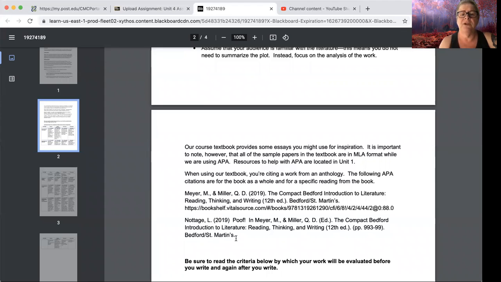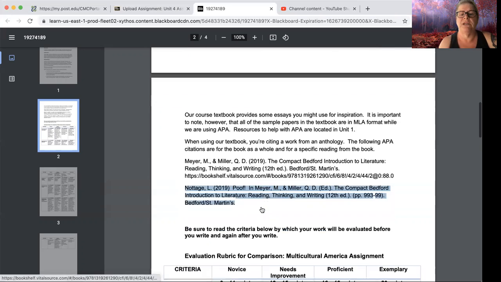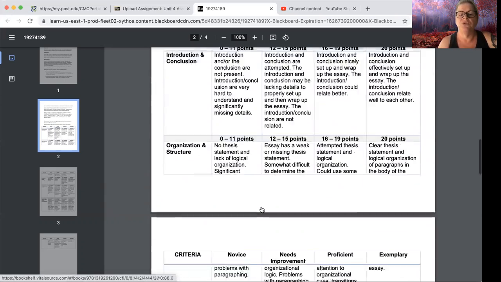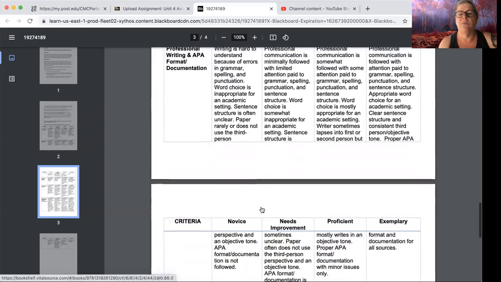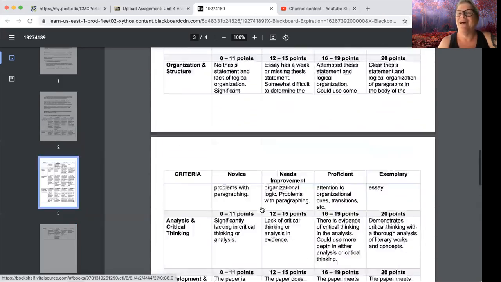These should look familiar, these 2 samples. One is, of course, for the textbook itself. The other one is for a work from the textbook. So in this case, you're for sure going to need at least one that looks like the Nottage citation for Poof, but this one will be one of the short stories in this particular unit. And as usual, you have the rubric, so that'll help you kind of plot and plan how you want to put your paper together.